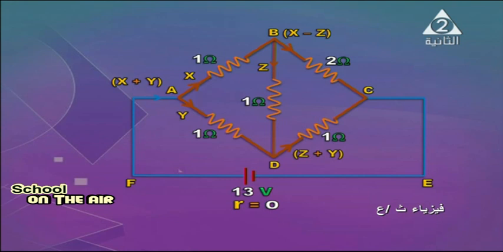And what happens at node D? Current Z and current Y join together, so the current flowing through the arm DC equals Z plus Y. This is very important, and it is the essential step to solve such a problem, and it is not an easy problem. Now we managed to distribute the current. We will now apply the rules.